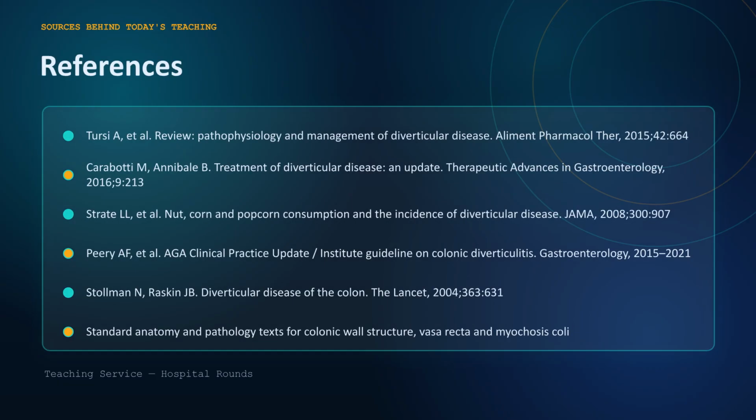Those are the sources behind today's teaching. The definition and the pathophysiology follow the current review literature on diverticular disease. The prevalence figures and the left-sided and right-sided distribution come from published epidemiologic series, and the diet evidence comes from prospective cohort work and the systematic reviews summarized in the gastroenterology literature. The anatomy of the colon wall and the vasa recta follow standard anatomy and pathology texts.